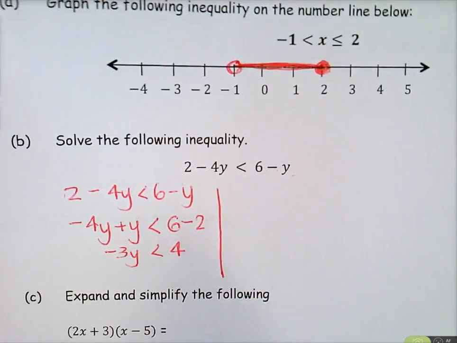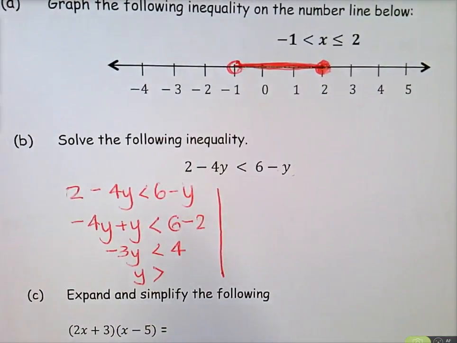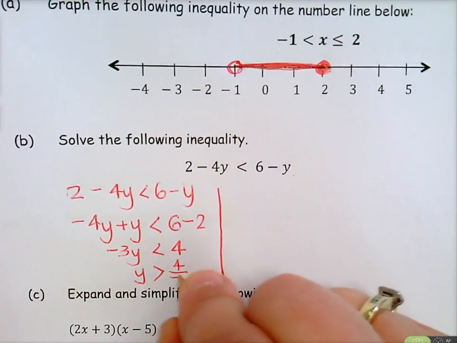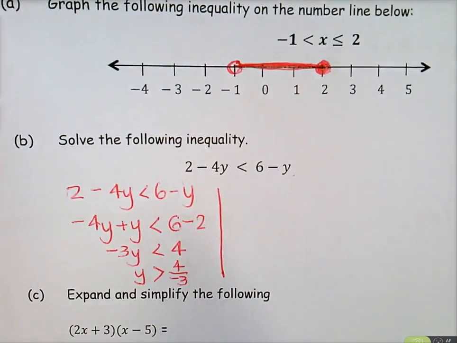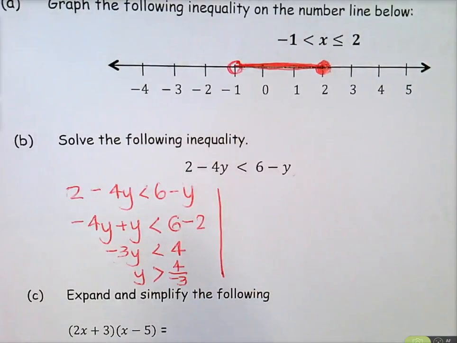Now I need to divide by -3. So I'm dividing by a negative. That's when the inequality sign gets turned around. So y, I have, instead of a less than, now it's greater than 4 divided by -3. Because I'm dividing by -3. So divide by -3, divide by -3. Notice I've changed my inequality sign once I did that. That's your solution. Y is greater than 4 on -3 or -4 on 3, same thing.